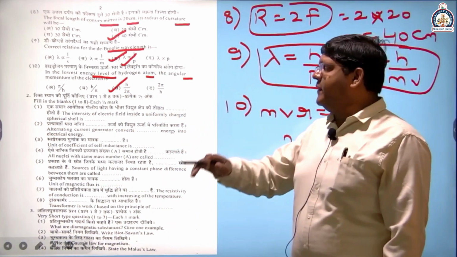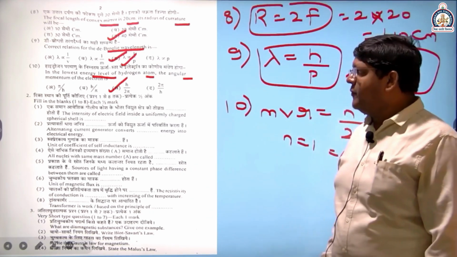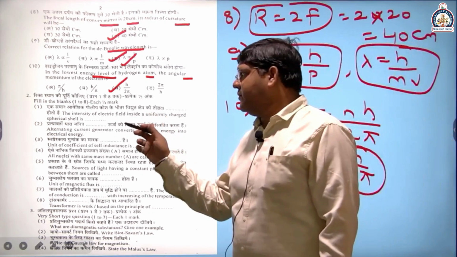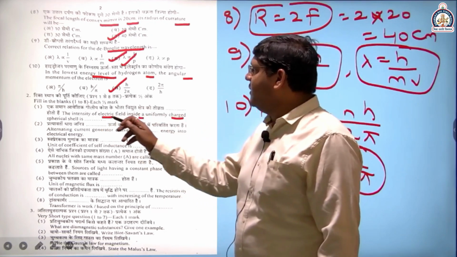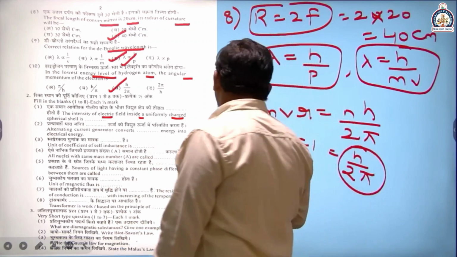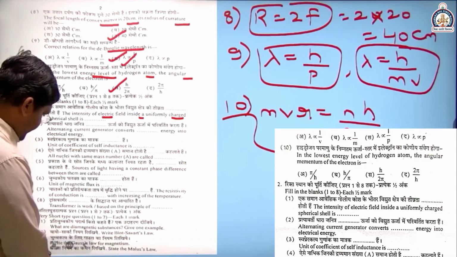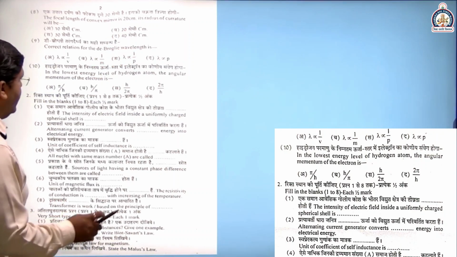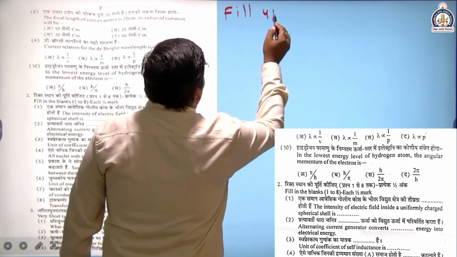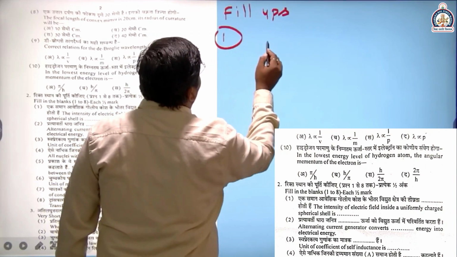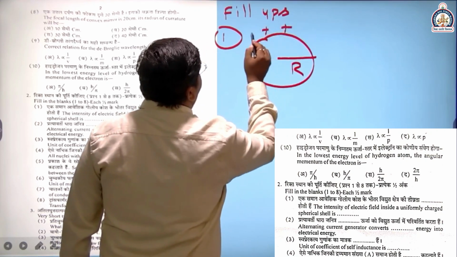So this is a complete solution of MCQs which are directly based on the application of formula. Moving to the next part, Phillips, question number first. The intensity of electric field inside a uniformly charged spherical shell is... Suppose we are provided with a uniformly charged spherical shell having radius capital R.